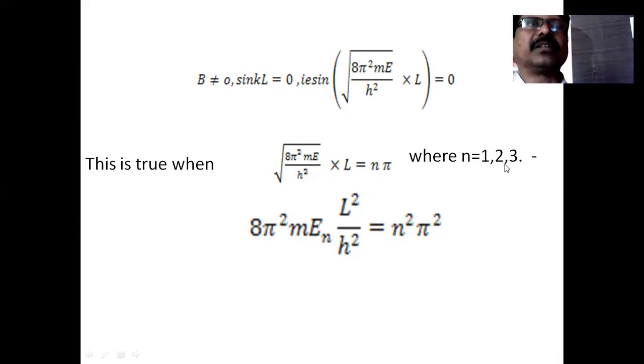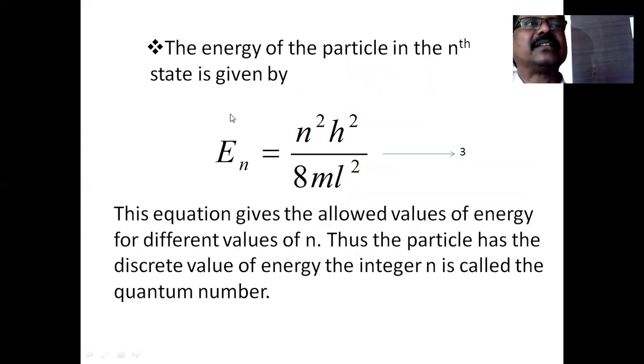n is the allowed quantum number. So k times L is equal to n pi, or k is equal to n pi by L. Squaring both sides, you get 8 pi square mE by h square equals n square pi square by L square. The pi square cancels. Then the energy of the particle in the nth state is given by E n equals n square h square by 8 m L square. This equation gives the allowed values of energy for different values of n.